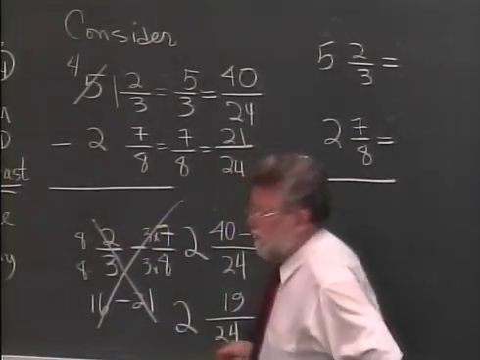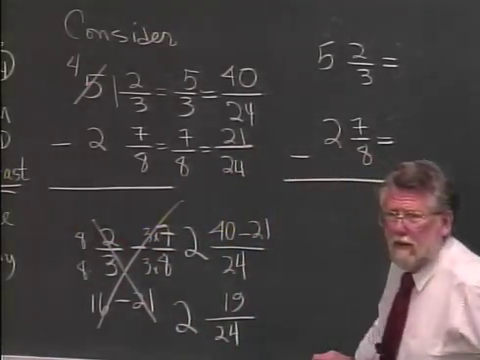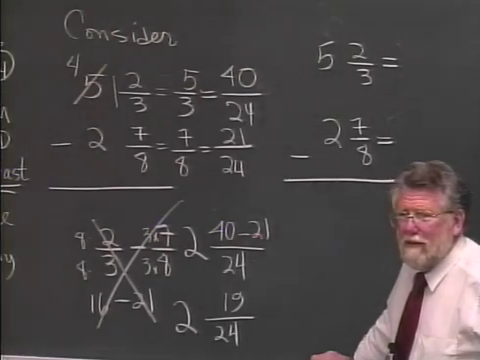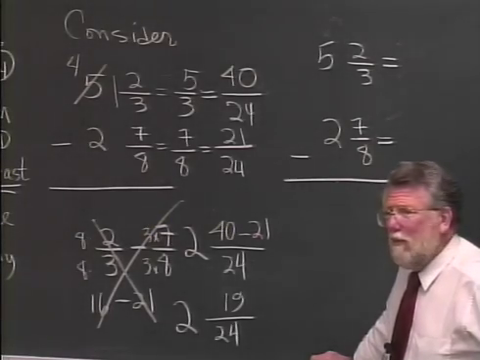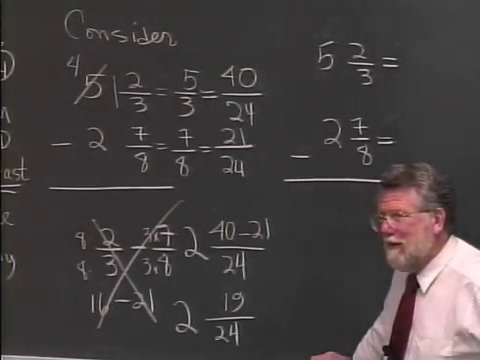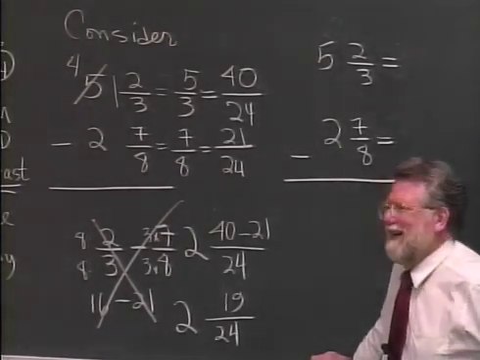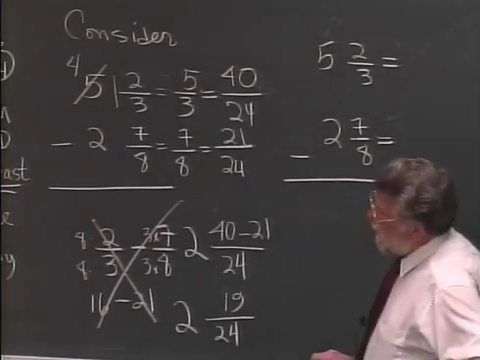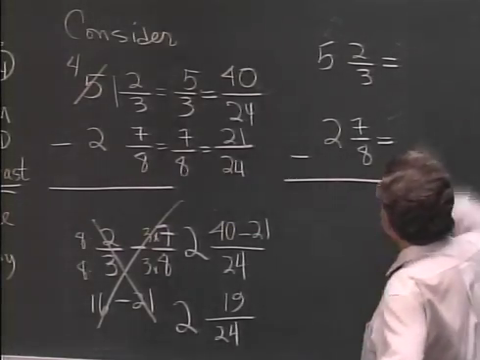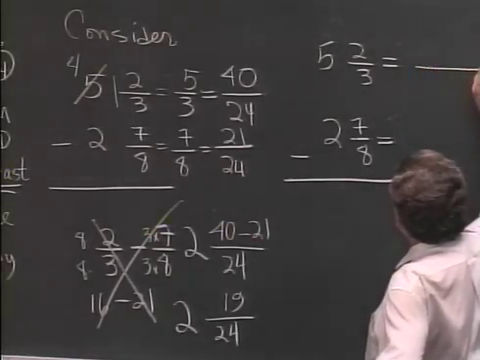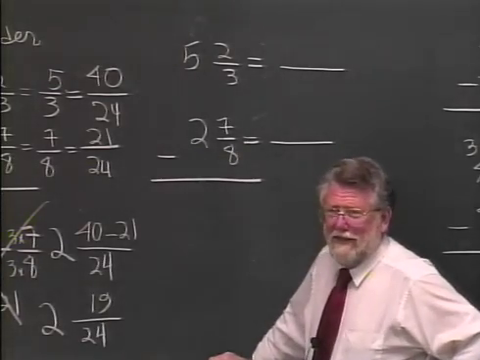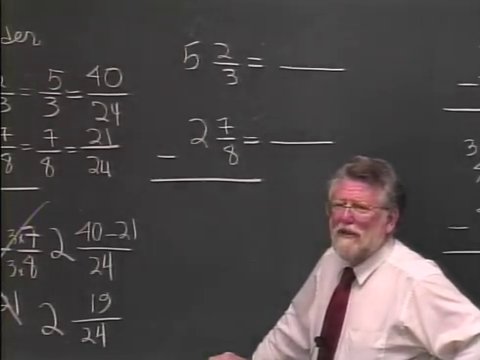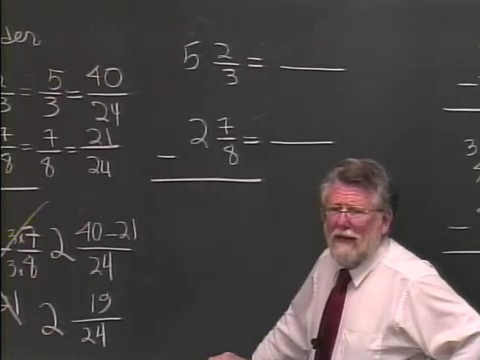What's another method I could use to avoid the error? Don't borrow. How can I do the problem if I don't borrow? The Austrian method. Not bad, not bad, but it's a little bit harder to do with fractions. Can you multiply the denominator times the whole number and then add the numerator? Can I multiply the 3 times the 5 and add the 2?